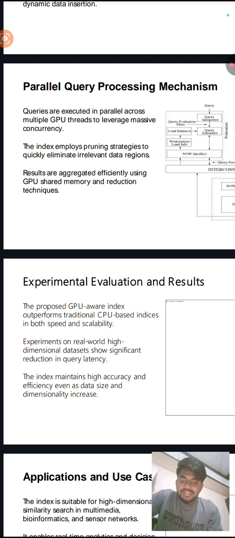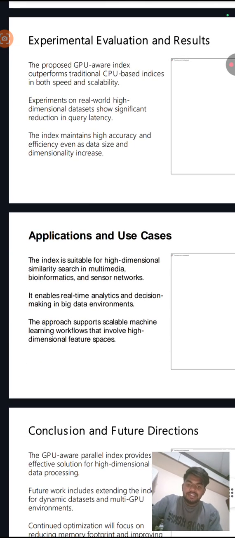The GPU aware indexing outperforms traditional CPU based indices in both speed and scalability. Experiments on real world high dimensional databases show a significant reduction in query latency. The index maintains high accuracy and efficiency even as data size and dimensionality increase.